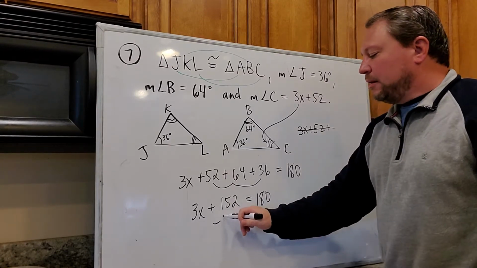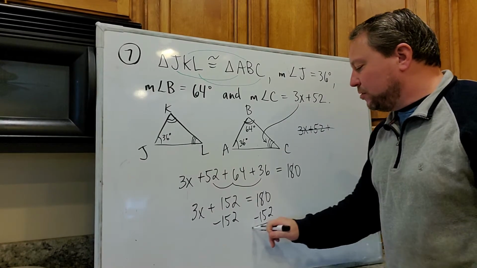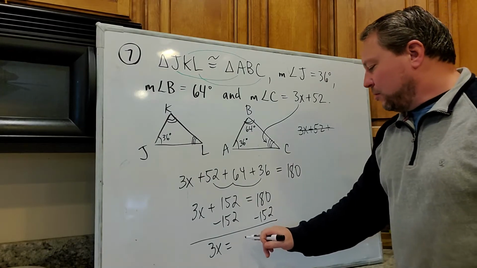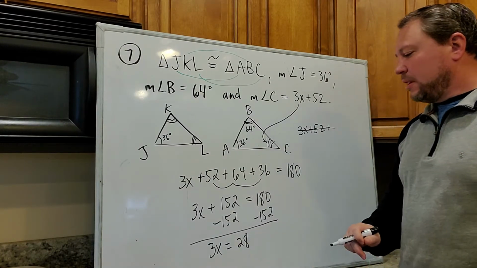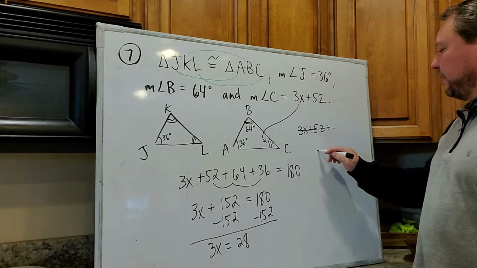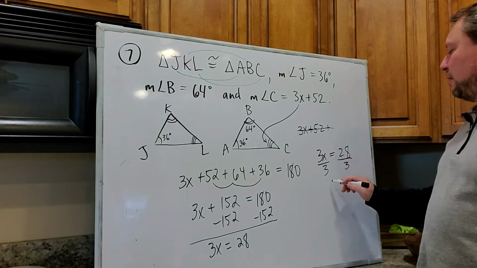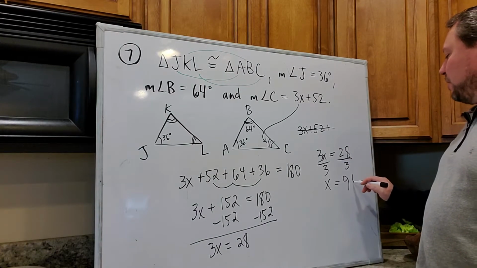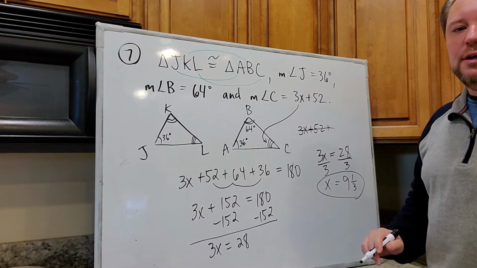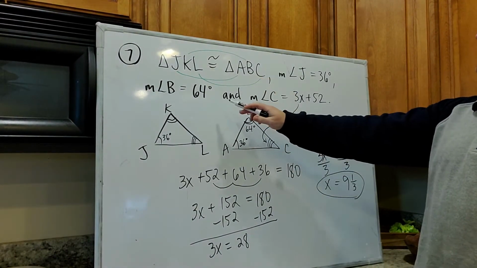Okay, and then I'm going to try to isolate the x here, so I'm subtracting my 152 over to the other side. So I've got 3x now equals 28. Okay, and then finally we're going to divide by the 3. Here, I'll put it up over here now. 3x equals 28. We're dividing by the 3. And on this one, you don't get a nice whole number. You get 9 1/3. 9.3 repeating. Okay, but that's one that involves angles.